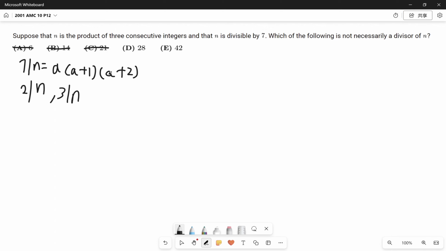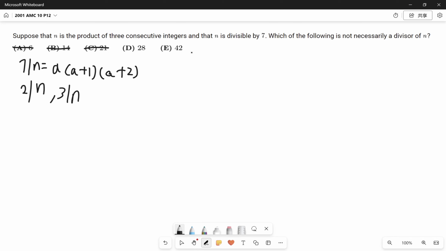What about 28? Well, there's no proof here that n is divisible by 4, is it? Though, let's just try this out. A bit of casework here. One case is that if a is divisible by 2 and a plus 2 is divisible by 2, one of these two numbers has to be divisible by 4. In that case, if there are two even numbers in this consecutive product, then n is divisible by 4. But in another case, if a plus 1 was the even number, a plus 1 might not necessarily be divisible by 4.